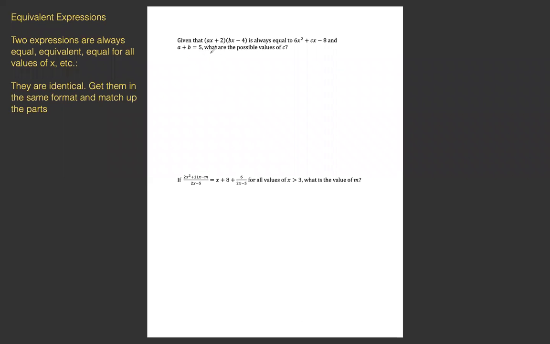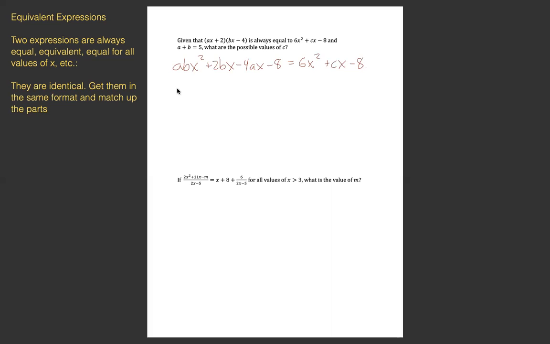In this first one, given that this expression, there's our phrasing, is always equal to this expression, what are the possible values of c? Okay, if these two things are always equal, they're identical, so if we get them in the same format, then each of the parts will have to be exactly the same too. This is factored, this is expanded. We can't factor this because we don't know what c is. We can multiply out this side. So we get abx squared plus 2bx minus 4ax minus 8. It says it's always equal, so I can set them equal.